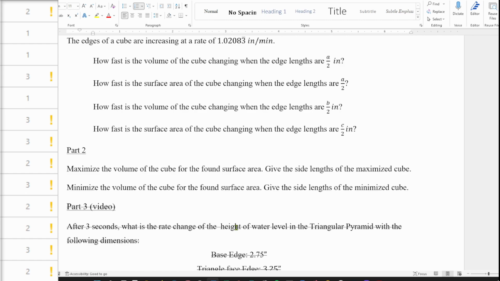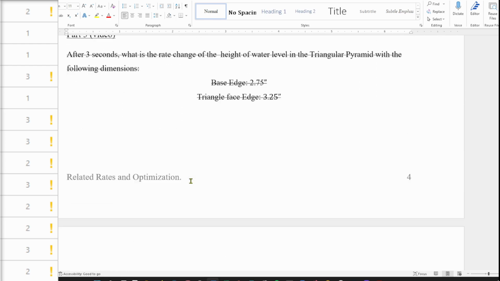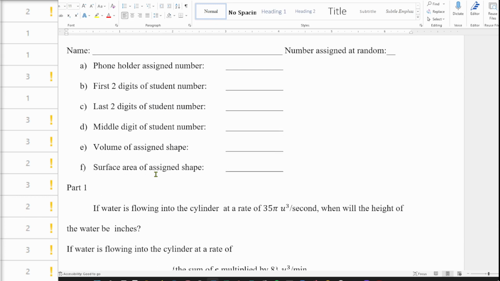Well, this first question up here is kind of goofy, right? It's never going to change. It's a constant change. So once you find the change, you're not really messing with it too much. And then we're not doing part 3. And then if you were given question number 3 for the cylinder, you're going to do the same thing.